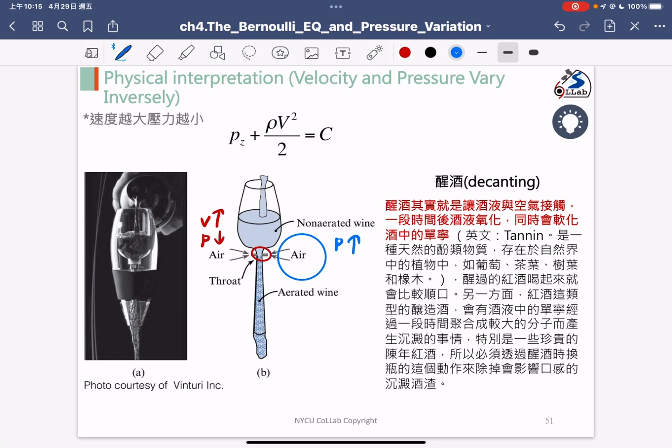So you have a large pressure gradient when you compare the inside pressure to the outside pressure. In that case, the air can flow very quickly to the inside, and then the air mixed with the wine will spit out. So the decanting behavior will occur frequently.